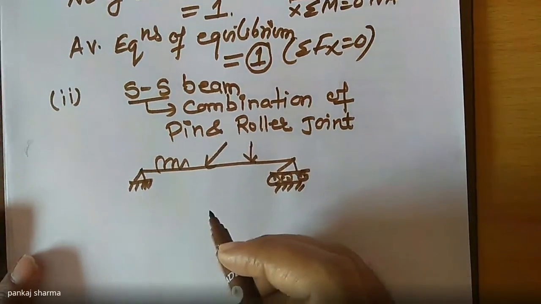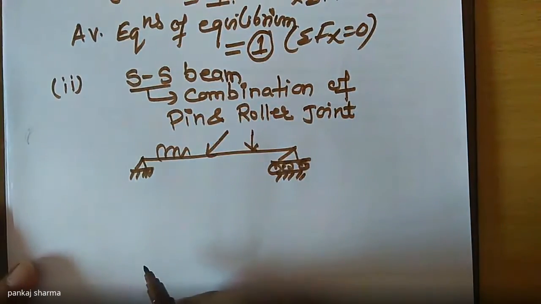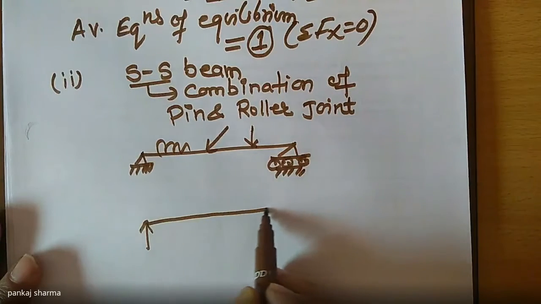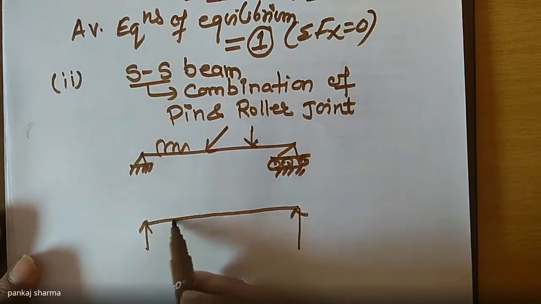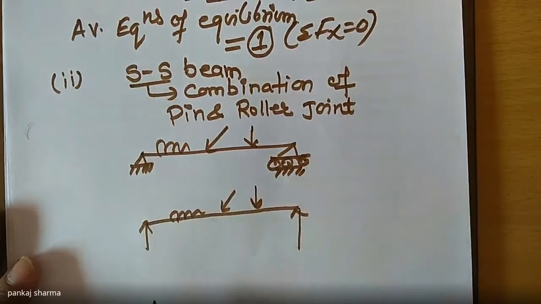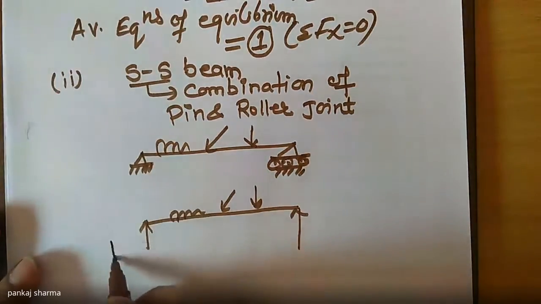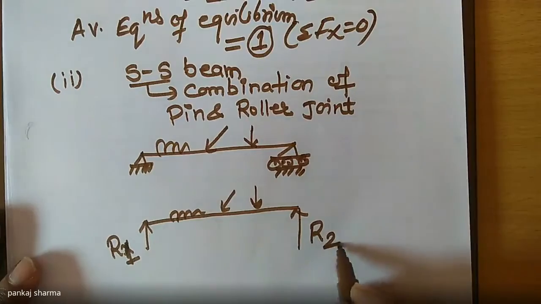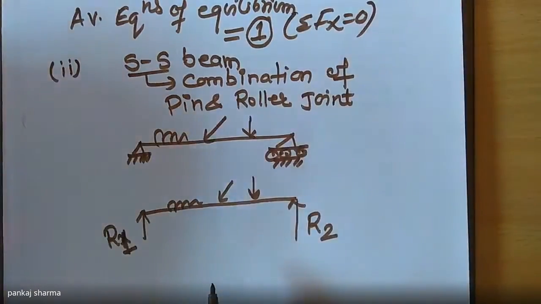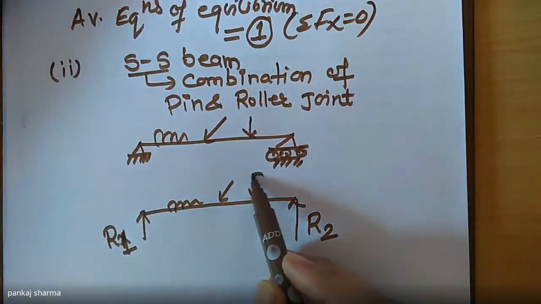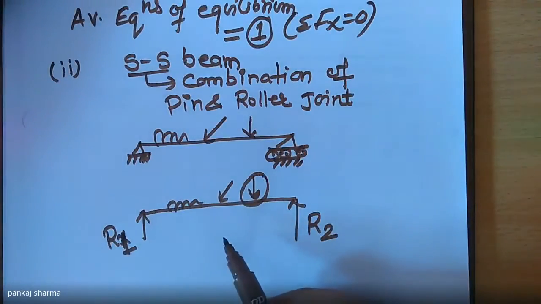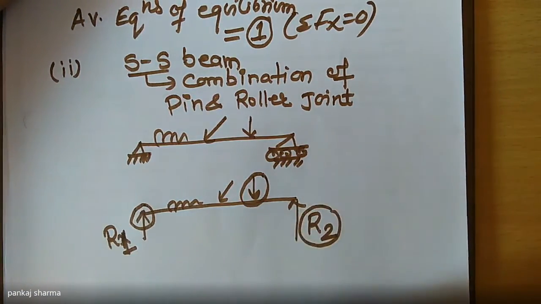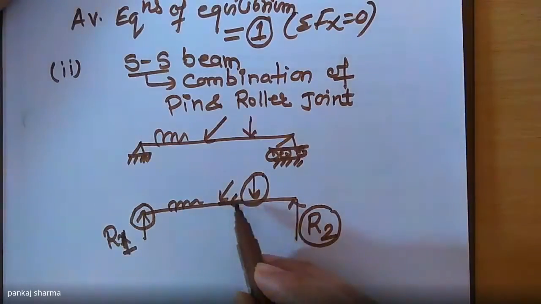Right? So the unknowns are nothing but, I am just drawing the free body diagram. These are the external forces. This is the vertical reaction R1, and this is R2. It is very important to say that a vertical load is there, so vertical reactions may be there. A horizontal force is there, which is the component of this force.